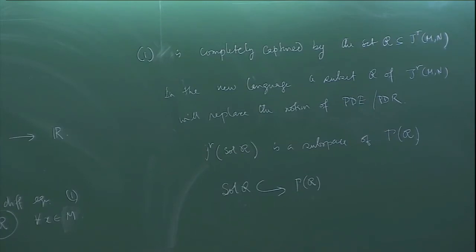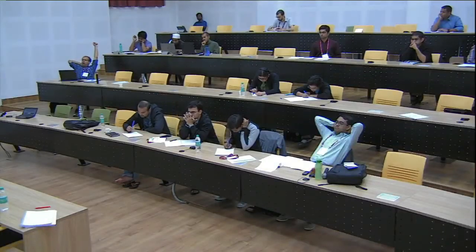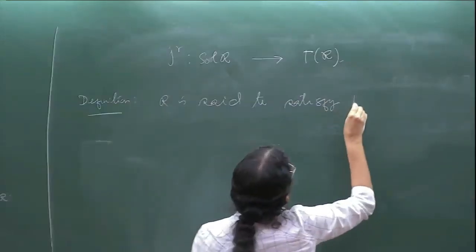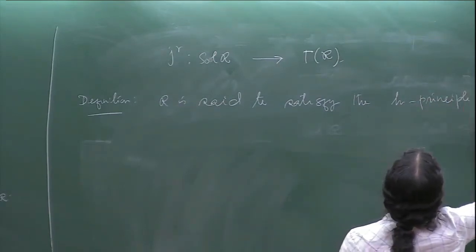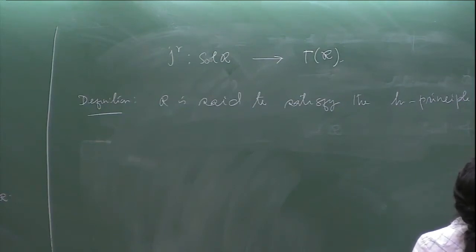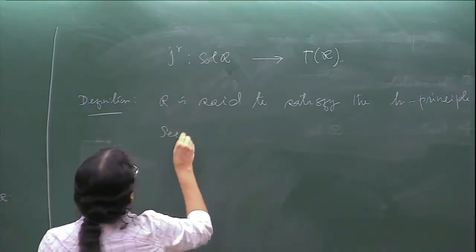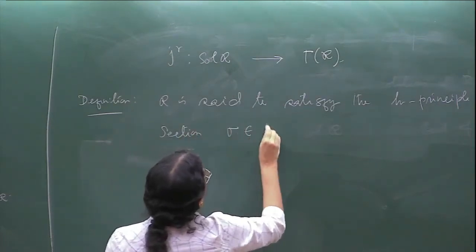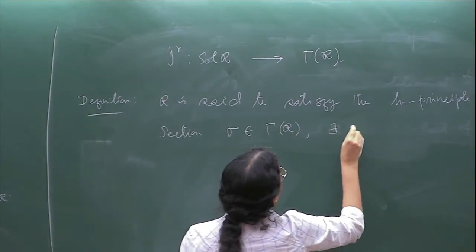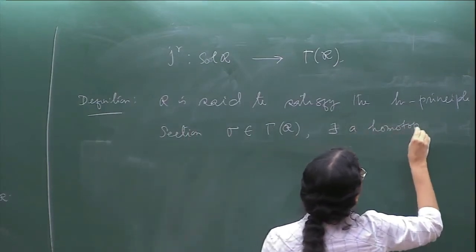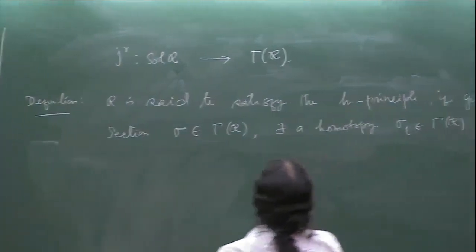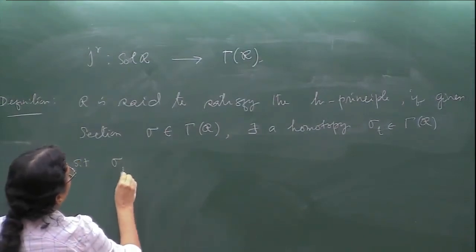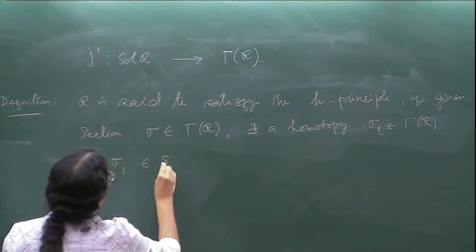So again, a definition. R is said to satisfy the H principle if, given a section sigma here, there exists a homotopy sigma t in gamma R such that sigma 1 belongs to solution R.